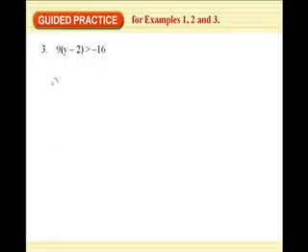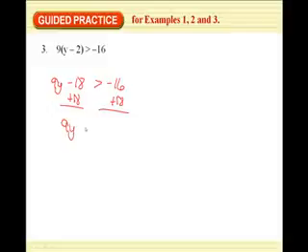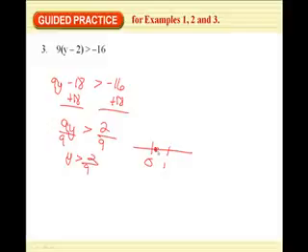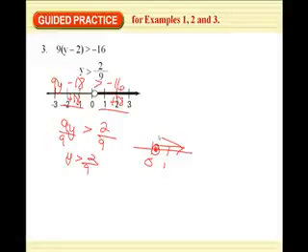Distributive property, 9y minus 18 is greater than negative 16. Add 18, add 18. 9y is greater than 2. y is greater than 2/9. And for 2/9, there's 0, there's 1, 2/9 is about right there. Circle it. Don't color it in. Greater than. I didn't mean to put a dot there. There we go.